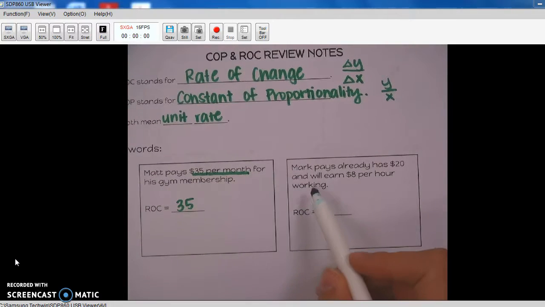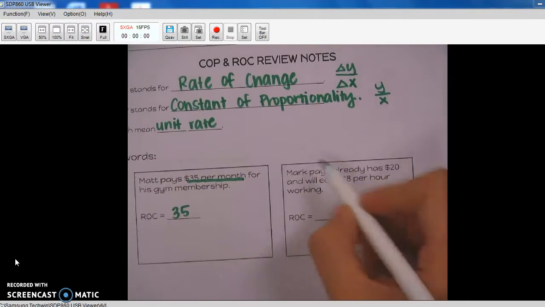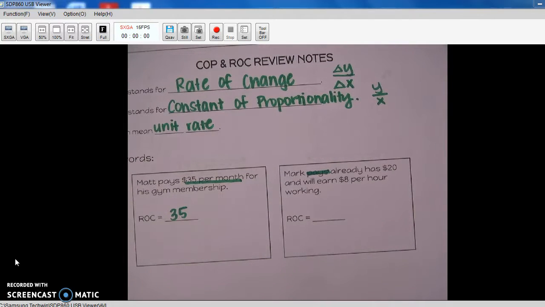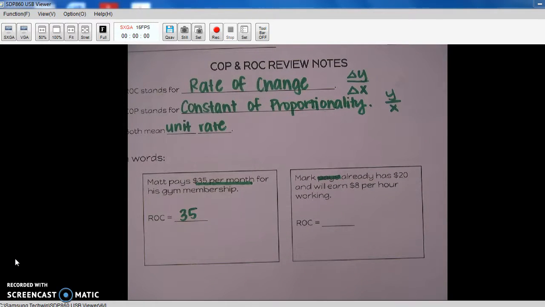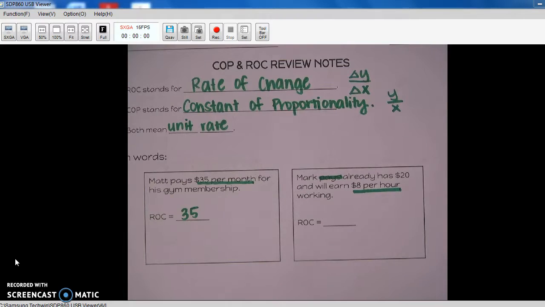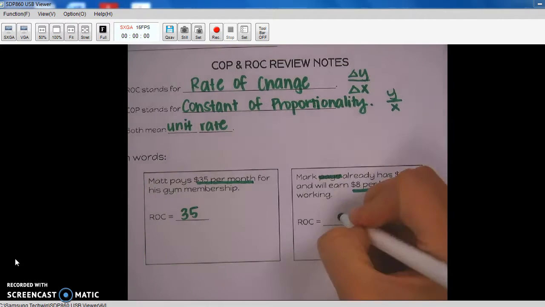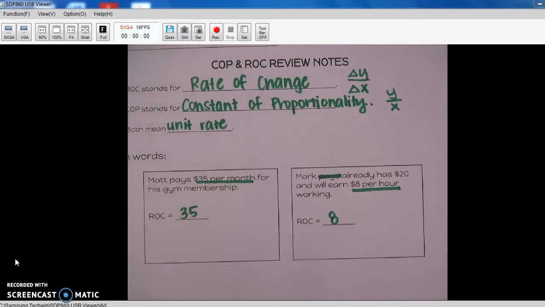In our second example, it says Mark should say Mark already has $20 and will earn $8 per hour working. So this time we're given two amounts, but again for our rate of change, remember we're looking for the unit rate, the amount for one. So it says he has $20. Well, that's just the amount that he's starting with, but he's going to earn $8 per hour. That gives me my unit rate. That's how much he's going to earn for 1 hour, for each hour every time he works for an hour. So here our rate of change is 8.